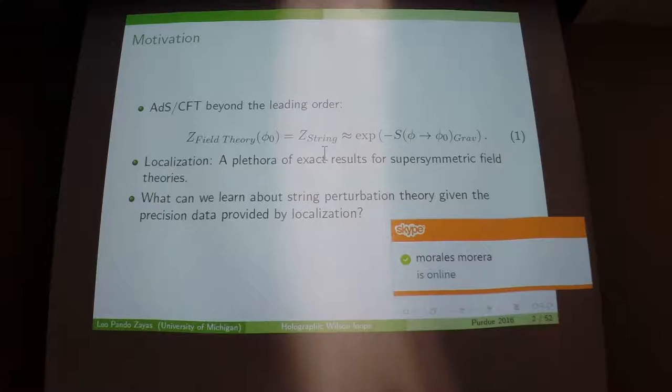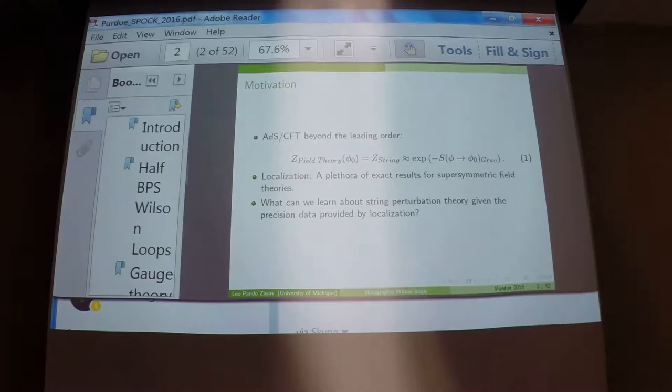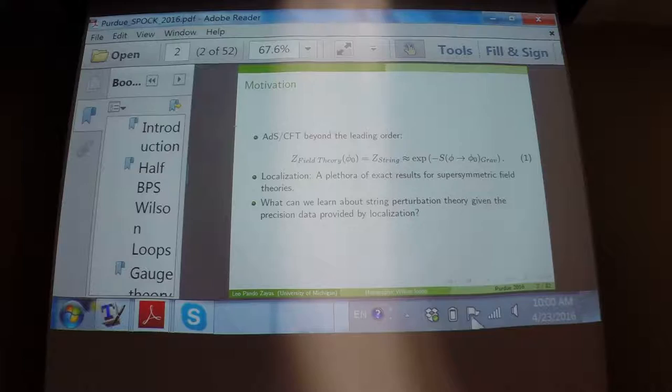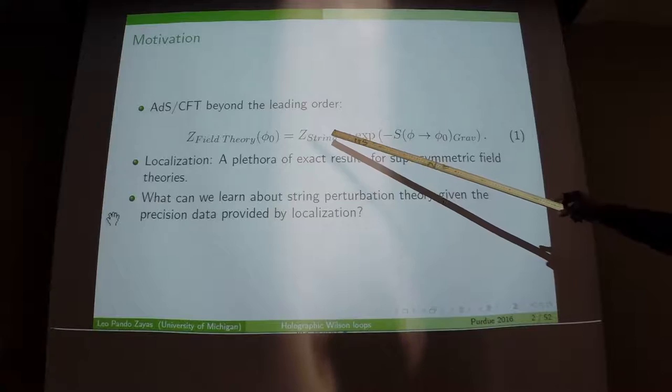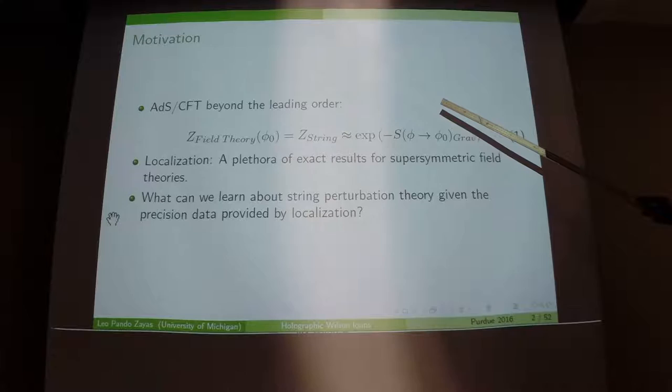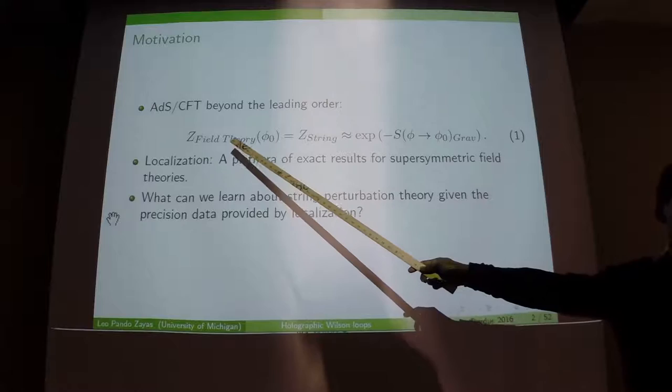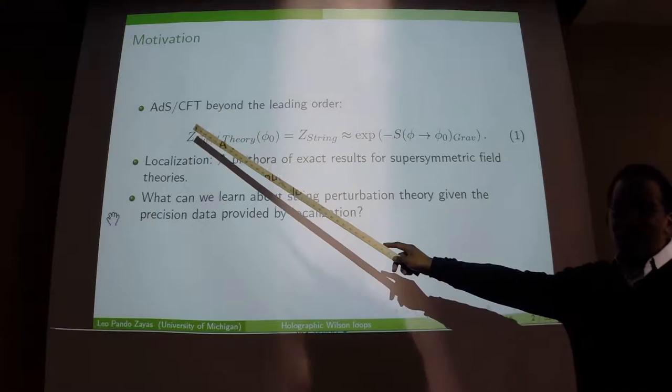But really, we never or rarely compute using string theory. Most of the time, what we do is essentially approximate the string partition function by some semi-classical expression in gravity. But now we have a lot of new results that come from localization in supersymmetric field theories, N=4, ABJM. So now we have an exact answer for this.